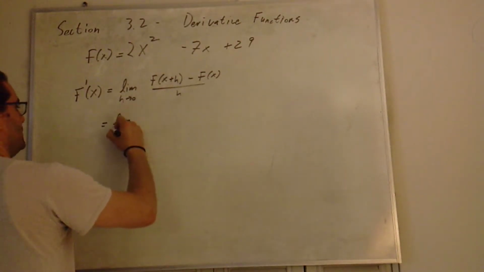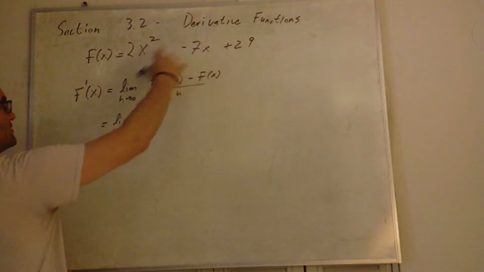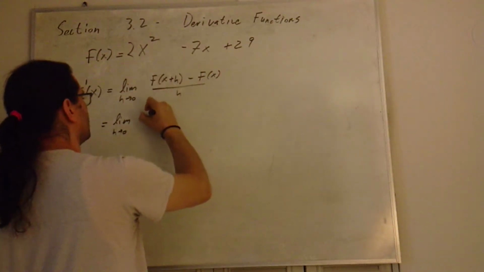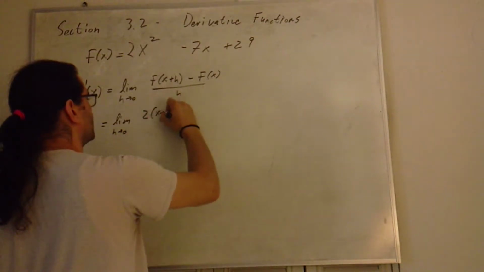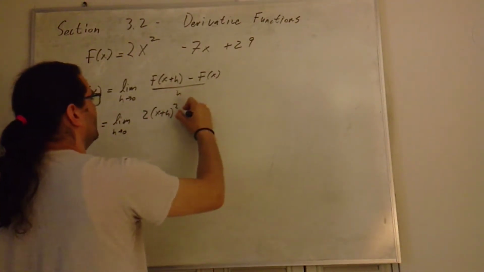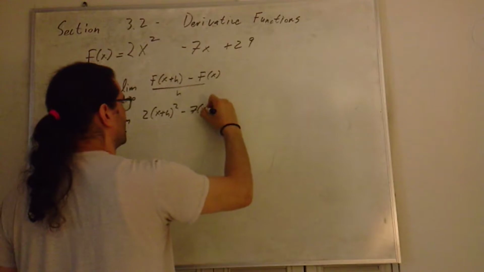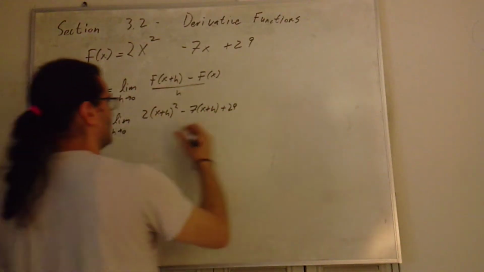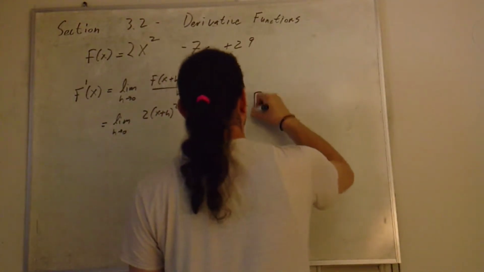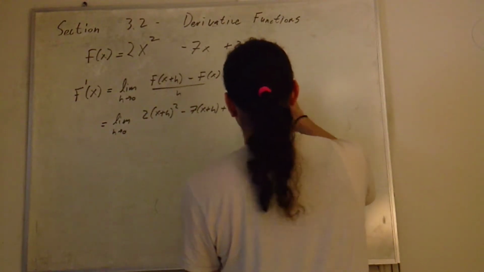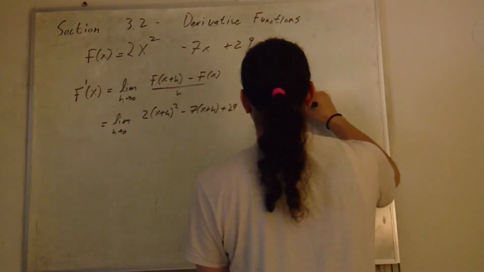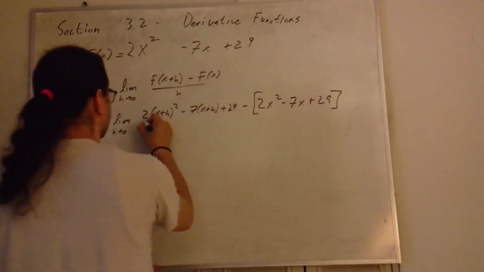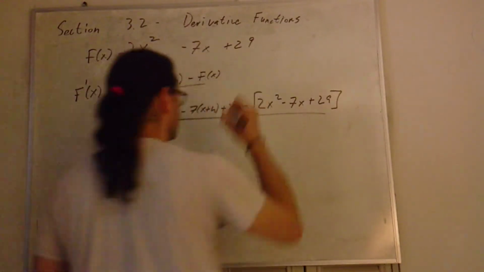In step 1, I'll plug in this function into the difference quotient. So f of x plus h should give me 2(x plus h) squared minus 7(x plus h) plus 29. This is my f of x plus h. From this I need to subtract f of x, which is 2x squared minus 7x plus 29. And all of this is divided by h.